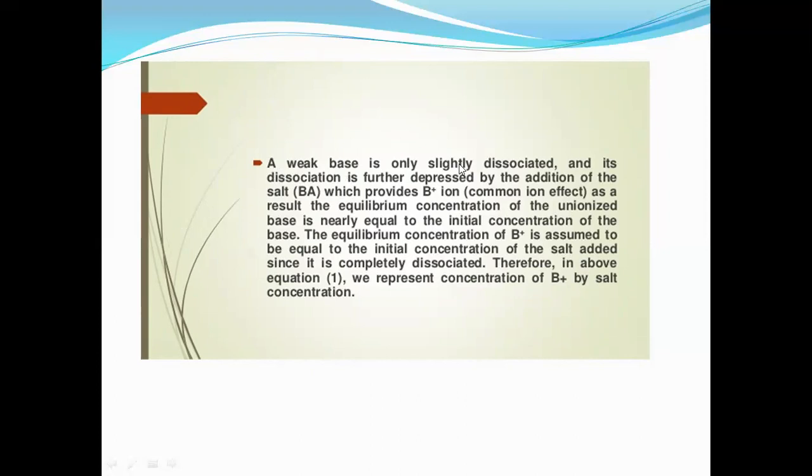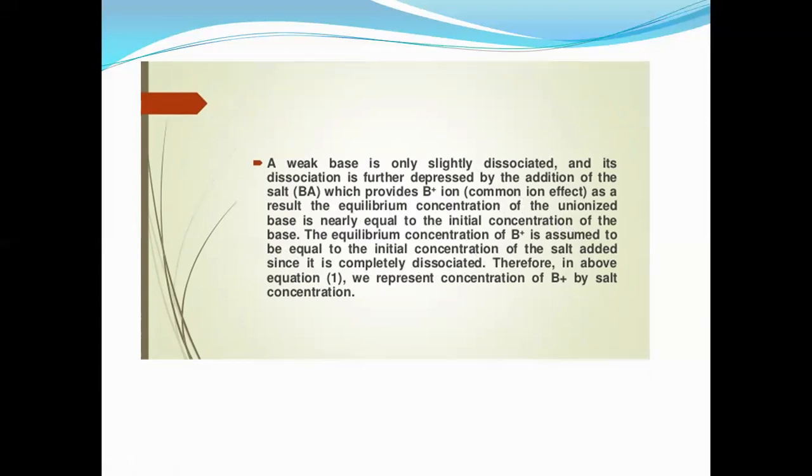So a weak base is only slightly dissociated, and its dissociation is further depressed by the addition of the salt BA, which provides B plus ions. Here there is also the common ion effect. As a result, the equilibrium concentration of the unionized base is nearly equal to the initial concentration of the base. The equilibrium concentration of the salt is assumed to be equal to the initial concentration of the salt added, since it is completely dissociated.